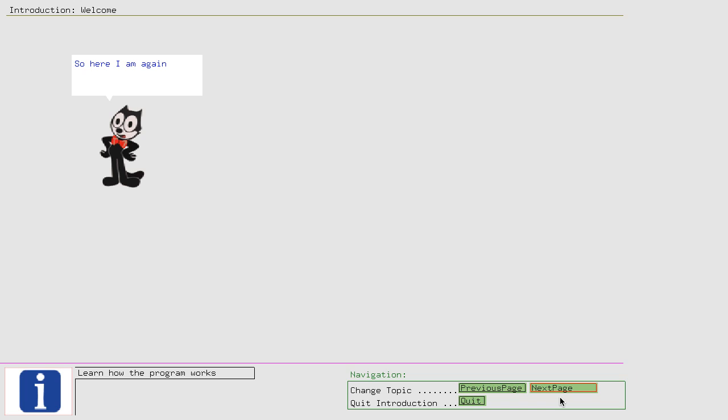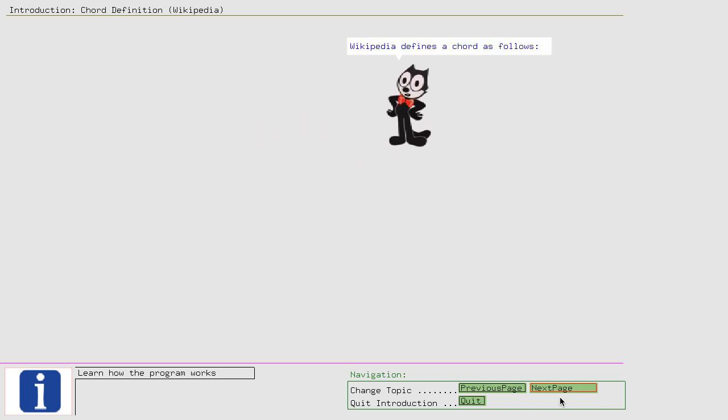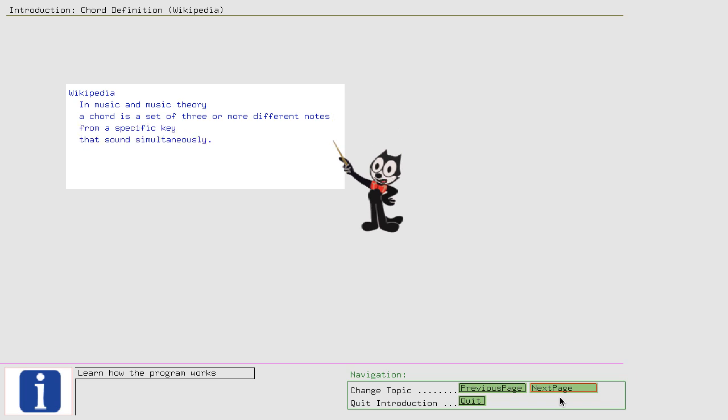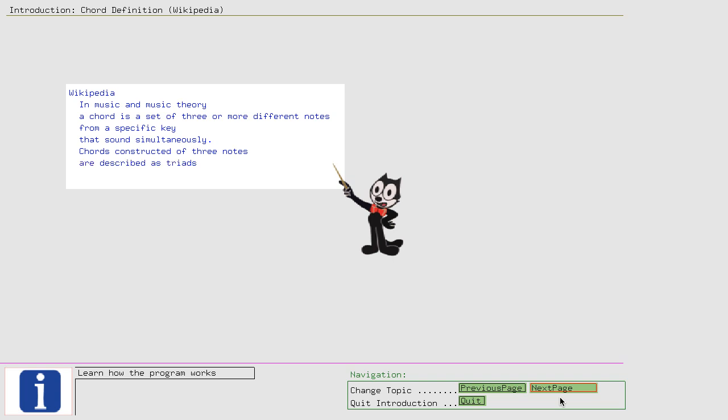So here I am again to teach you something about chords and harmony. What is a chord? Wikipedia defines a chord as follows. In music and music theory, a chord is a set of 3 or more different notes from a specific key that sound simultaneously. Chords constructed of 3 notes are described as triads and consist of 2 intervals.